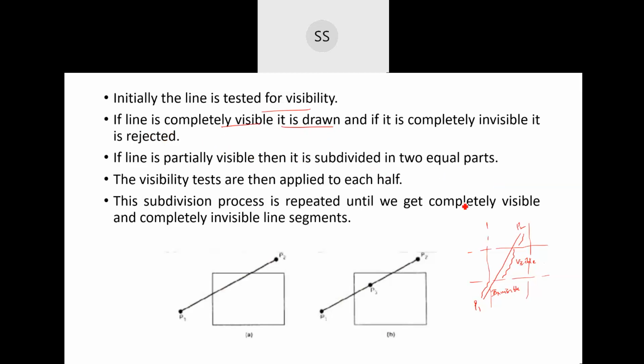I'll tell you that example. If the line is completely visible, it is drawn. And if it is completely invisible, it is completely rejected.